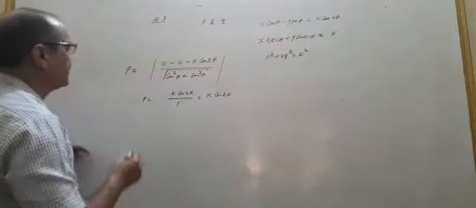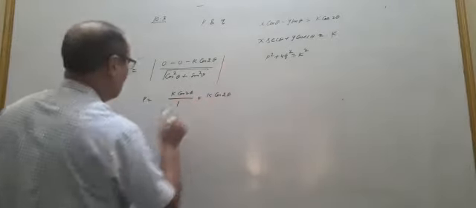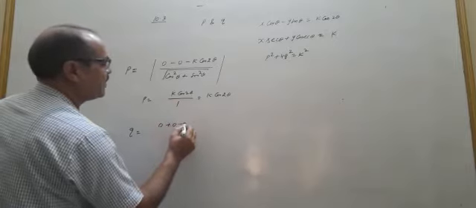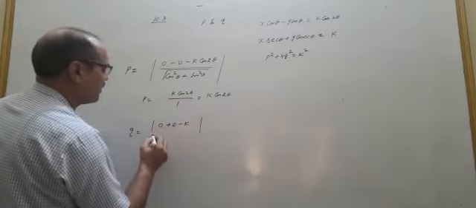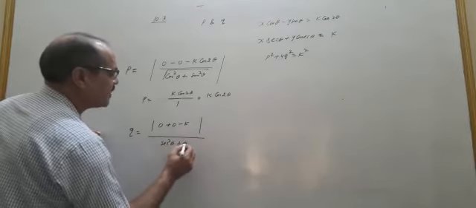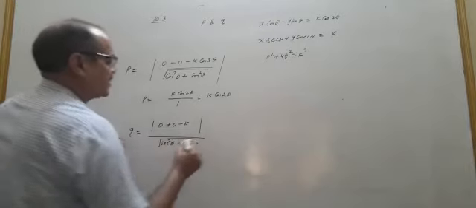Then what is q? Q is the length of perpendicular of the second line from the origin. So this becomes 0 plus 0 minus k mod upon under root of secant square theta plus cosecant square theta, that is a square plus b square.